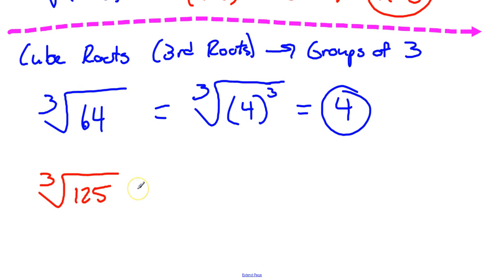If it was the third root of 125. Well, 5 times 5 is 25, times 1 more 5 would be 125. So really we're looking at the third root of 5 to the third. And again, because you've got 5 to the third power, you can basically have it so it's 5 to the third divided by 3. So that's 5 to the first, or just the plain 5.